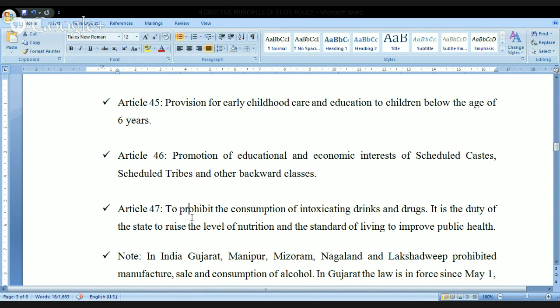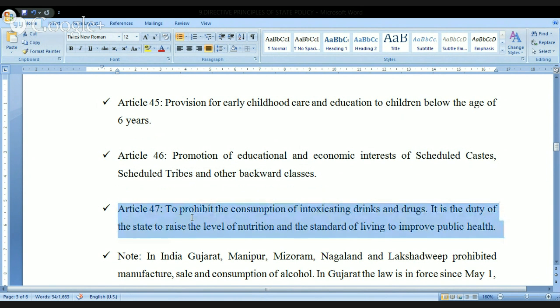Next one, Article number 47. It talks about the prohibition of consumption of intoxicating drinks and drugs. Important. It is the duty of the state to raise the level of nutrition and the standard of living to improve public health. For example, when I'm talking about intoxicating drinks and drugs, we have a concept called liquor, which may be in any form. And this liquor is spoiling the health of the people. But the state has been asked by the constitution to prohibit this liquor.